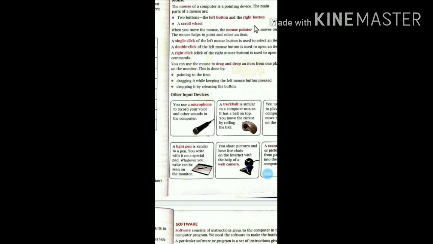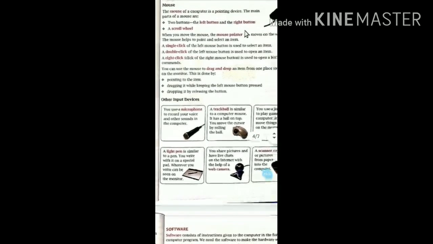Now, the light pen. You can see a pen is there. It is similar to a pen that we are using, but you can write with it on a special pad. You cannot write anywhere. You have to use the special pad designed for that light pen. By using that special pad, whatever you write will be seen on the monitor, that means on your screen.